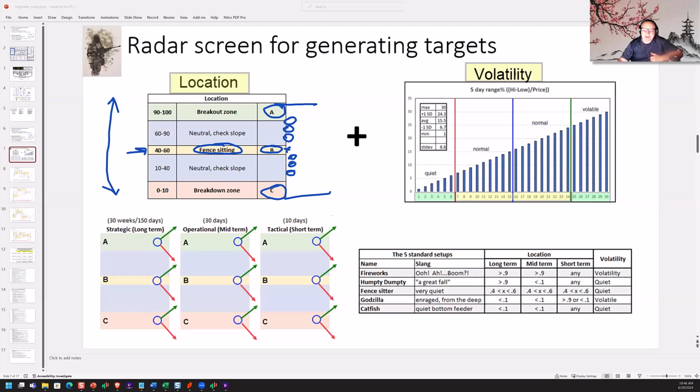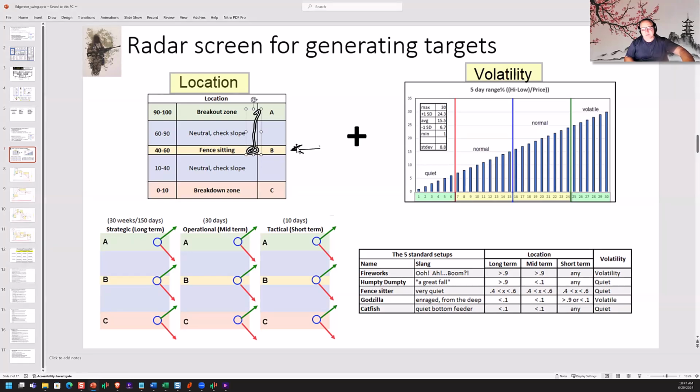He's sitting exactly in the middle and is so quiet that once he starts running, it's an explosive move and nobody's prepared for that. That's the basis of the fence sitter. Well, if we applied that time sensibility to multiple time frames, just on location, what we would end up with is not just a critical state up here or here or right in the middle.